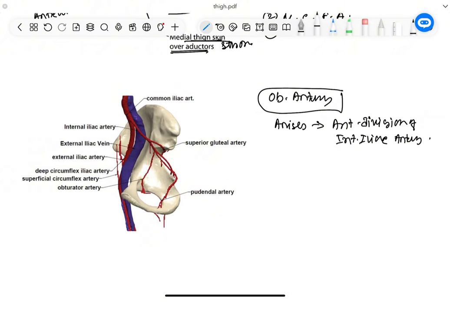Here on screen you can see this is the internal iliac artery. The common iliac artery is divided into two, external and internal iliac artery. From the internal iliac artery, one division, the anterior division, gives the obturator artery, which also supplies the muscles of this medial compartment of the thigh. So, this artery arises from the internal iliac artery. That is all about the medial compartment of the thigh related information.